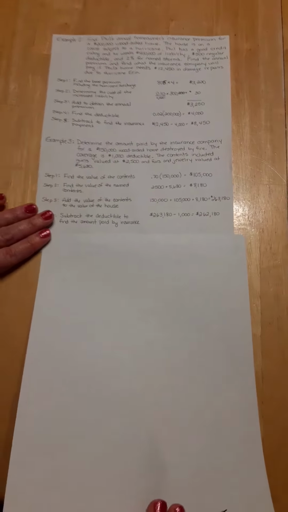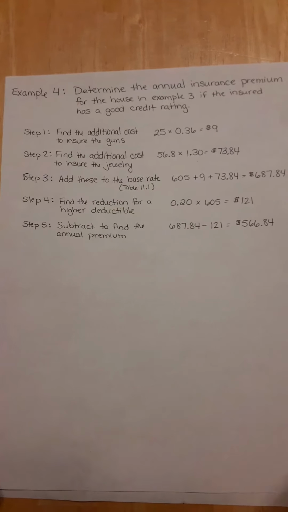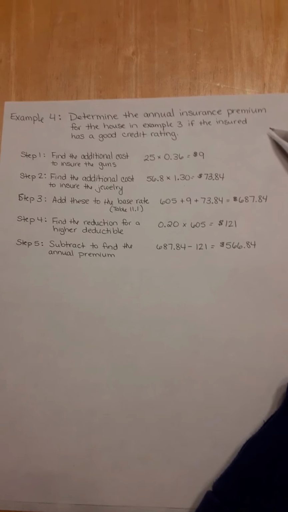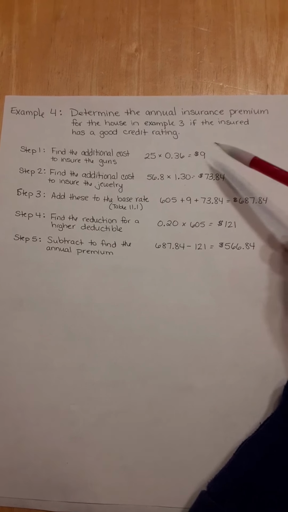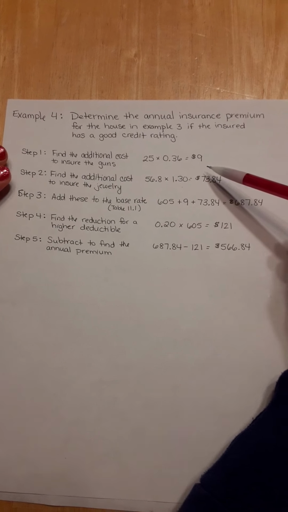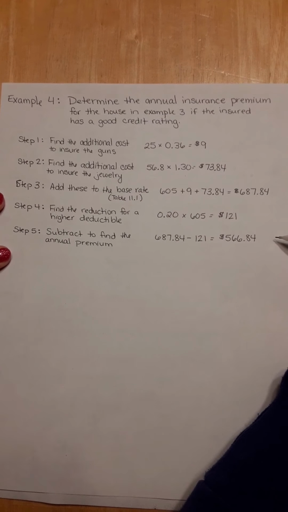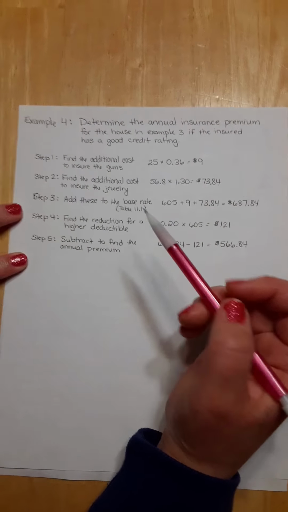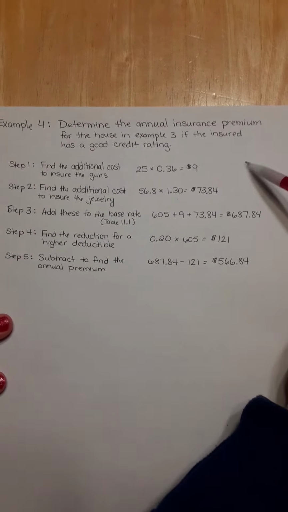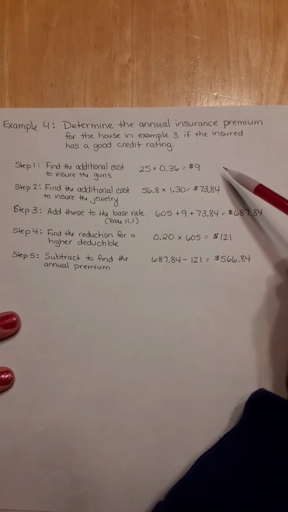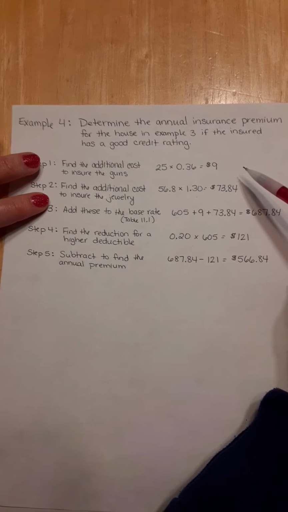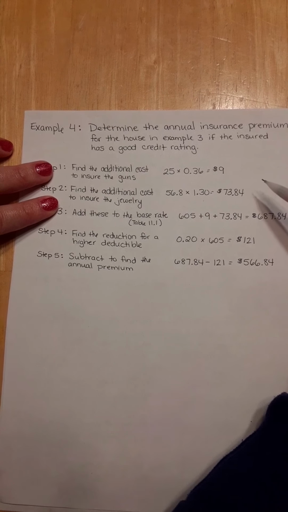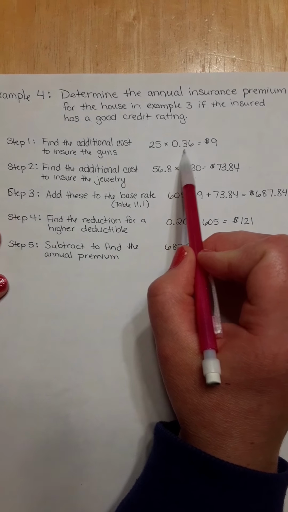Okay, we're going to go ahead and do one more example here. And it's for this house that just caught on fire. We want to determine the annual insurance premium for this house in example 3 if it was insured at a good credit rating. So we're going to look at our different examples here. This is kind of like what we just did with example 1. Remember how we have our basic insurance premium and then we had to add all the extras to it? Well, remember this house had extra guns and had extra jewelry and furs that we have to take into account for.